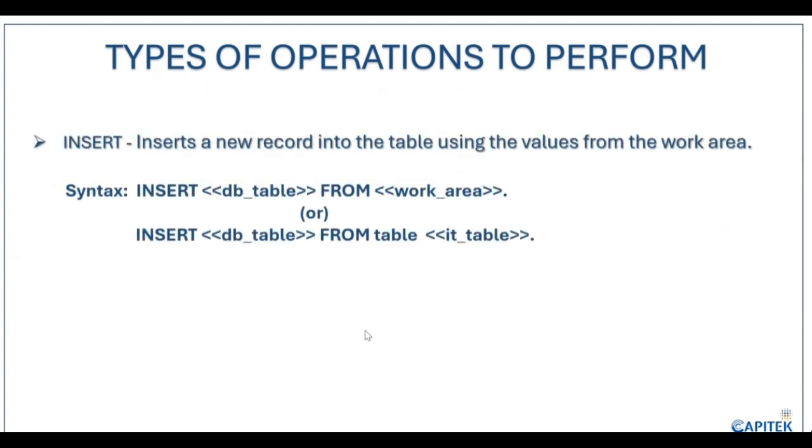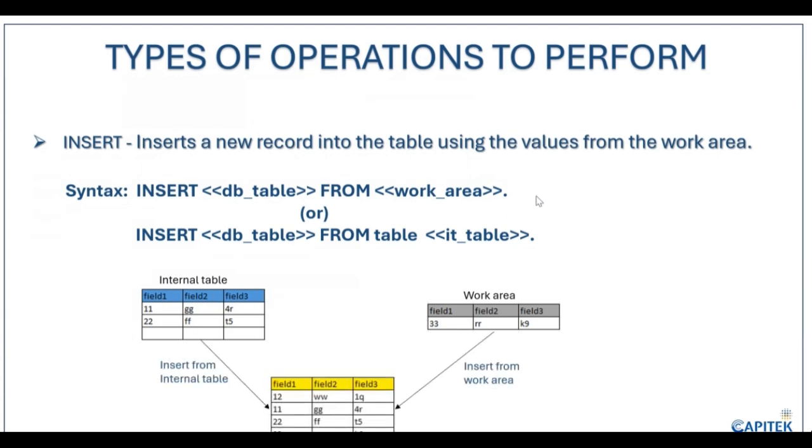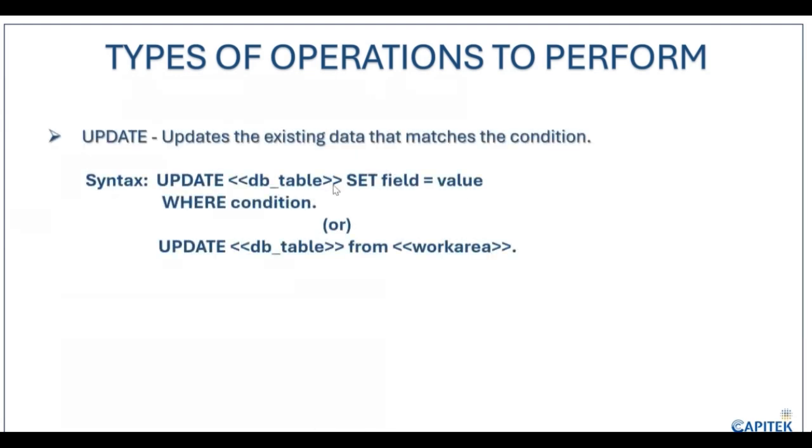There are even some kinds of operations that we can perform on the standard database tables. We can insert the data into the table from a work area, or we can insert the data from an internal table if you want to insert multiple records. The other one is that you can also update the data for a specific field. If you have one record and for that record you want to set some data to that respective field, we can also do that. We have an option: update database table set field equals some value where condition. So only that respective field value will change.